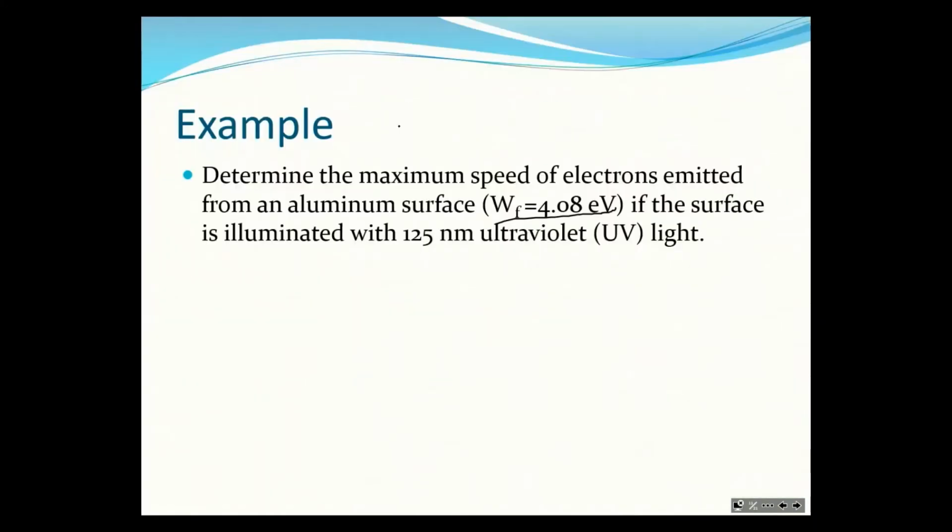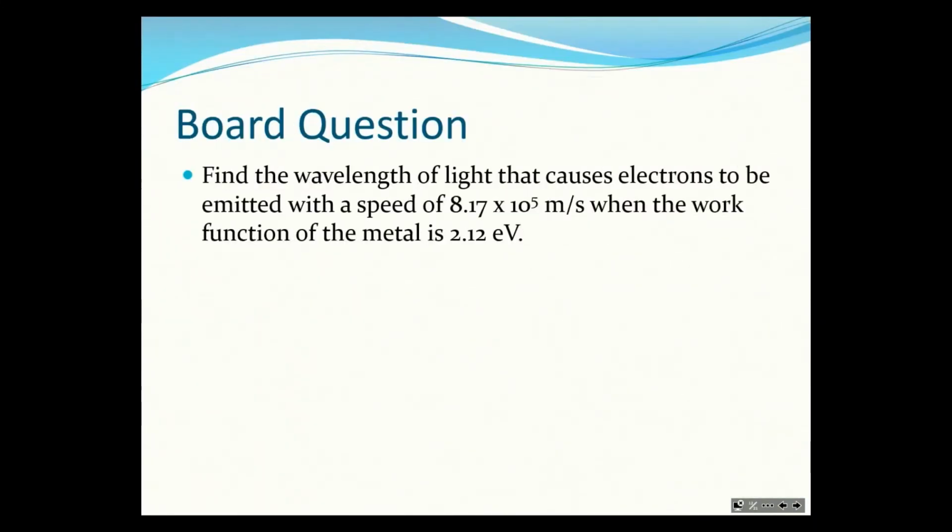Okay, so let's try some board questions with that. So take a read, pause the video, write it down on a piece of paper, see if you can do it, and I will go through it right now. So find the wavelength of light that caused electrons to be emitted with a speed of 8.17 times 10 to the 5 meters per second when the work function of the metal is that. Okay.